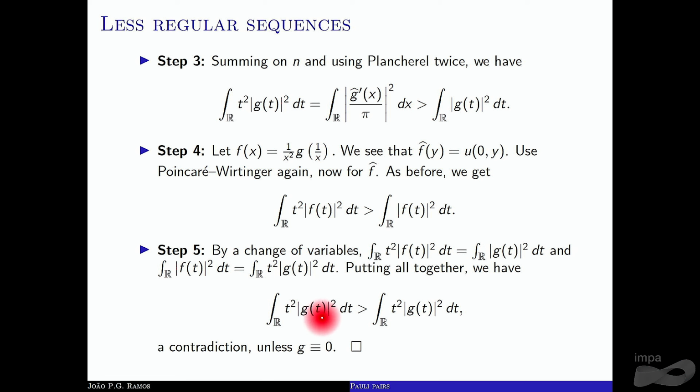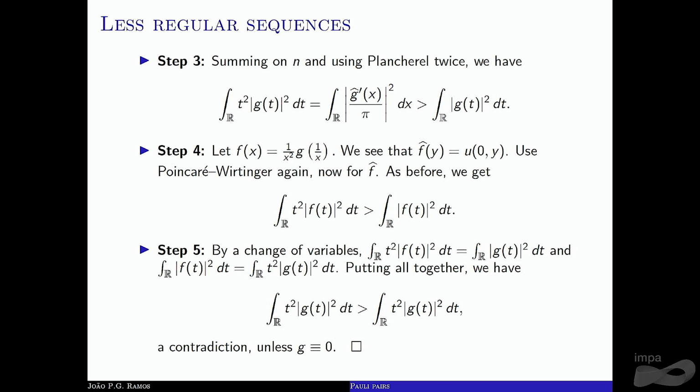So I get that the integral of t squared g squared is greater than the integral of t squared g squared, which is a contradiction unless g is identically 0. So very neat proof. We managed to show our result, right? So the first part of the result is done. Let's go to the next one, which is the construction of counterexamples.